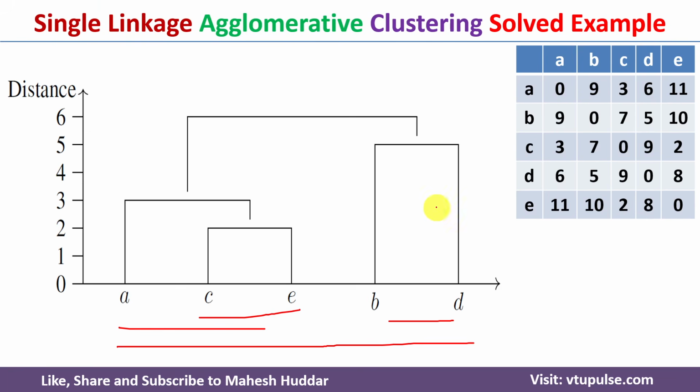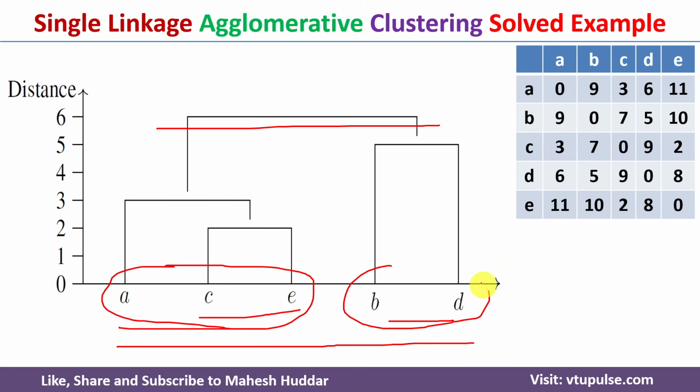Now, once you get this dendrogram, based on the required number of clusters, we can cut this dendrogram and then we will get the number of clusters here. For example, if I cut this dendrogram over here, we will get two clusters, one cluster containing ACE, another cluster containing BD here. If you want more than two clusters, let us say that I am interested in three clusters. I will cut the dendrogram here. We will get three clusters containing ACE as the one cluster, B will be another cluster, and D will be another cluster in this case.